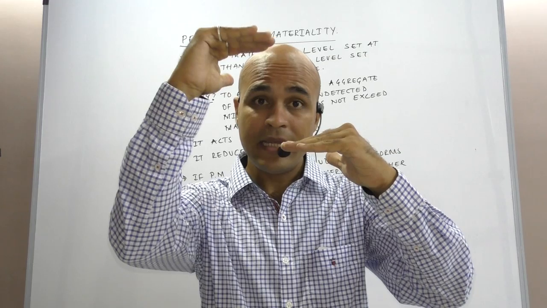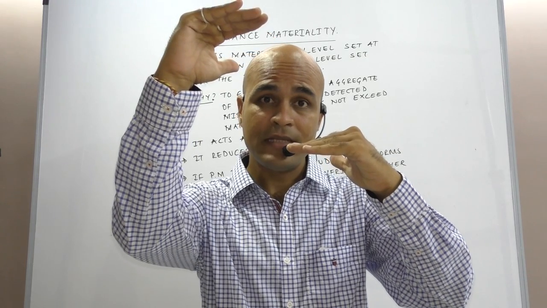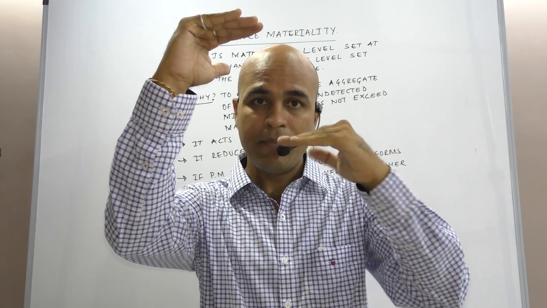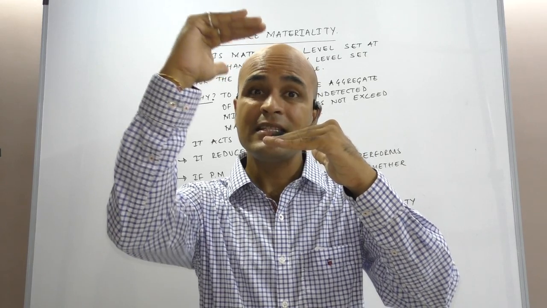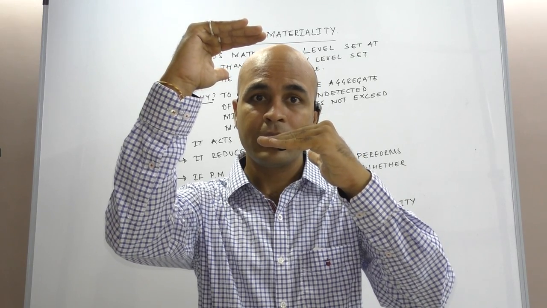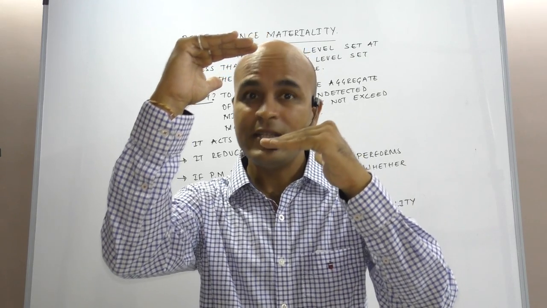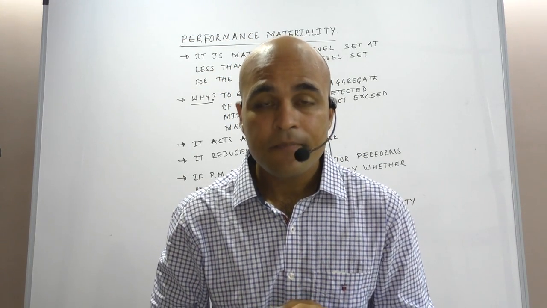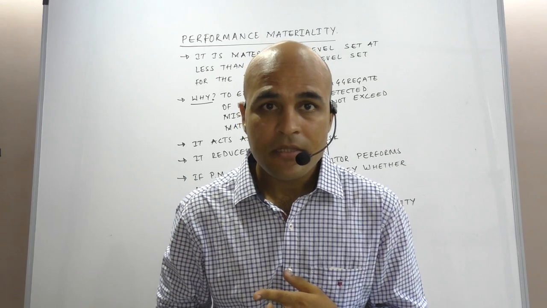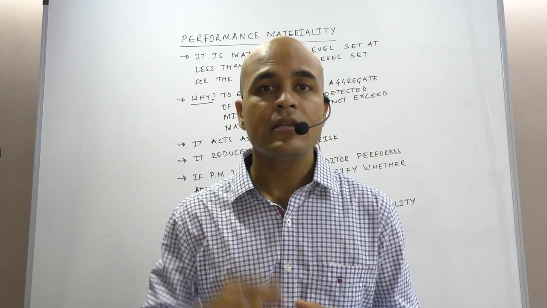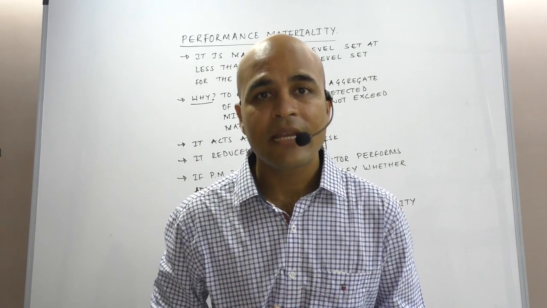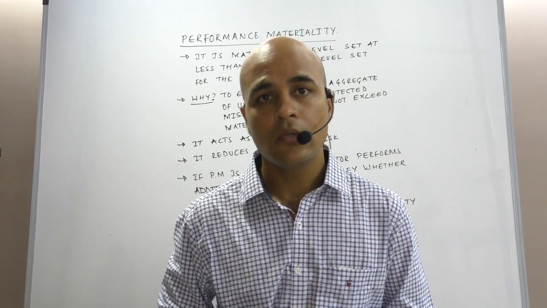So this is my materiality level set for the financial statements as a whole. Now my performance materiality is set at less than materiality level. Why is this done? To ensure that the possibility of uncorrected misstatements and undetected misstatements does not exceed the materiality level set for the financial statements as a whole.